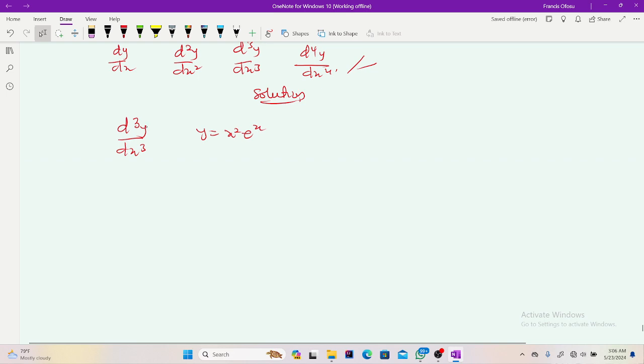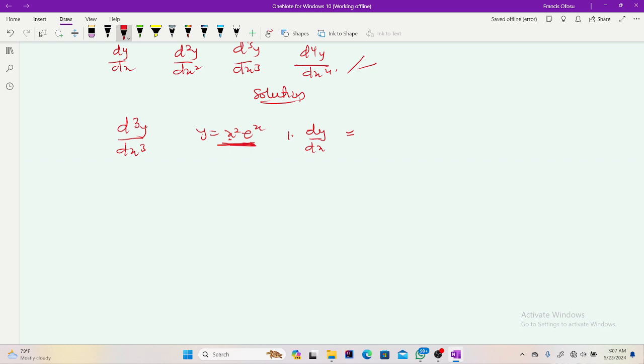To do this, you realize that our function itself needs the product rule, right? I have a polynomial function and I have an exponential function. So my first derivative dy over dx. Now I'll let u be equal to x squared, v to be equal to e to the power x. So my u prime is what? 2x. v prime is what? e to the power x. It doesn't change.